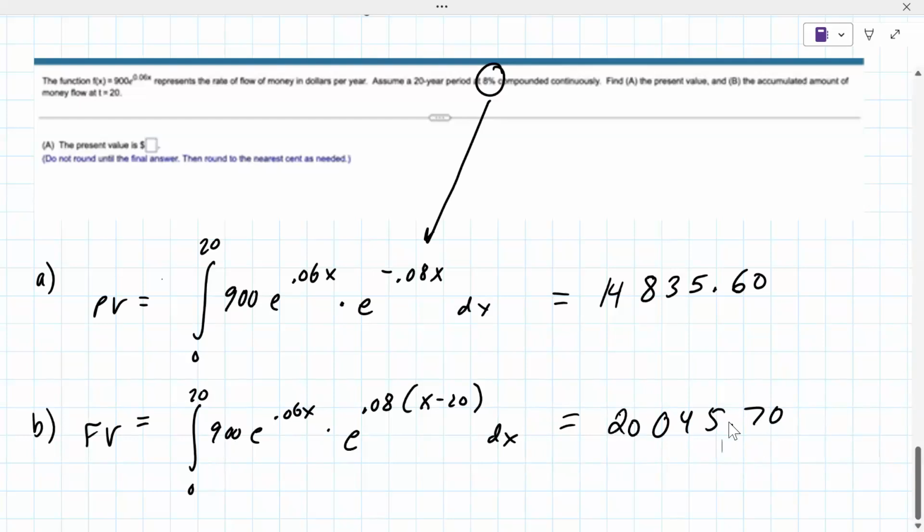Yes, it did say that was incorrect. Let me just make sure I put it in. Well, that's not right. It doesn't seem like I went out far enough. 200. So that is not correct. Is that what you're saying? Yeah, it did not like that. This is future value? No, accumulated. Sorry, the accumulated amount of money.